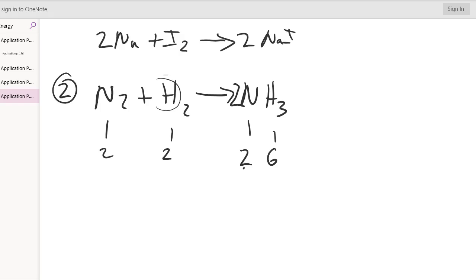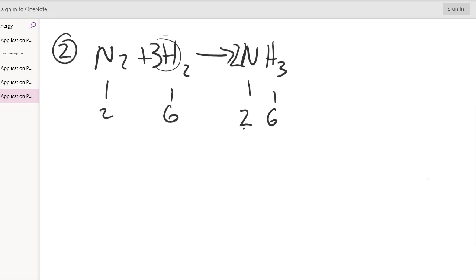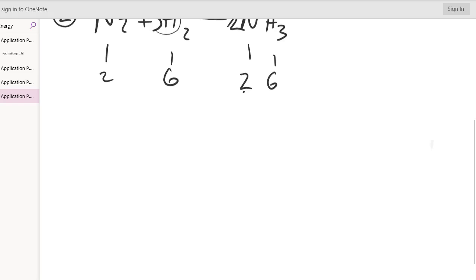2. If that's the case, we're going to have to put a coefficient on the left-hand side in front of the hydrogen. What coefficient do you think it would be? We have to have a total of 6 hydrogen atoms. So if we want 6 down here, we're going to have to put a 3 in front of that hydrogen. Now, does that look like it's balanced? We have N2 plus 3H2 yields 2NH3. That's a balanced equation. You see that we have the same number of atoms on the left and right-hand side for the products and the reactants.